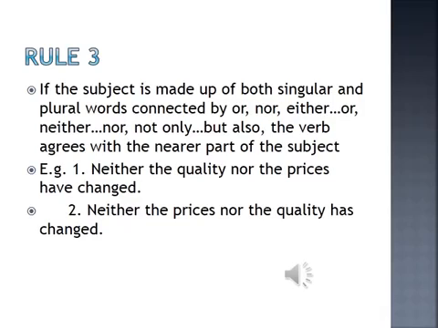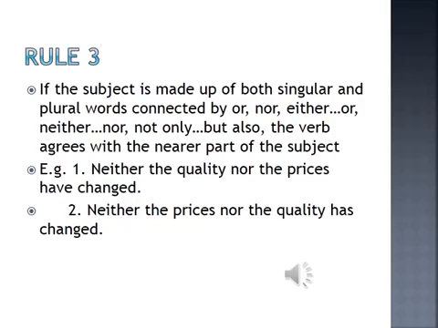Now let us understand this. If the subject is made up of both singular and plural words, and if it is connected by or, nor, either or. Now let's take up the example. Neither the quality nor the prices. So what is the nearer part of the subject to the verb, that you have to understand.